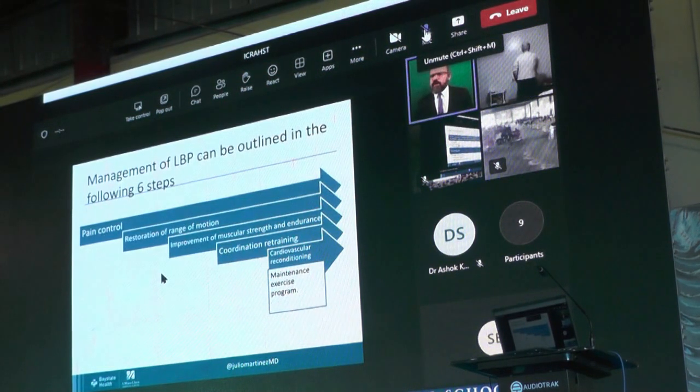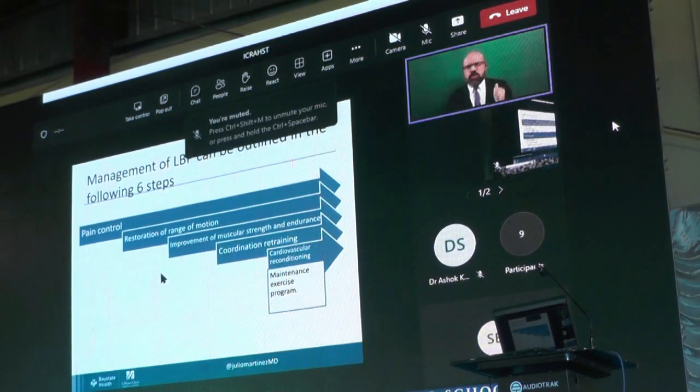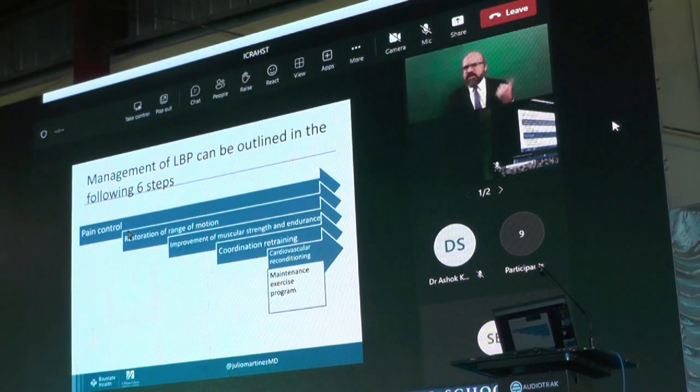Now, our treatment protocol is as follows. We will follow these 6 steps. Pain control, number 1. Restoration of range of motion. Improvement of strength and endurance. Coordination retraining and cardiovascular reconditioning. Now, once we have completed the rehabilitation program, the patient will continue a maintenance exercise program at home.